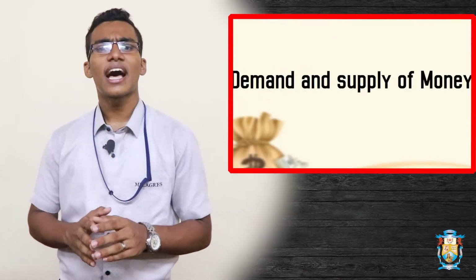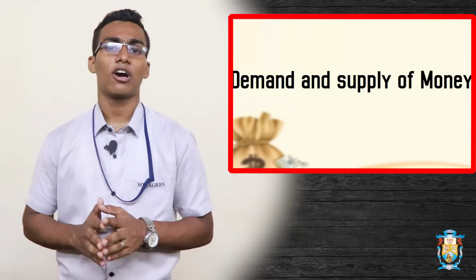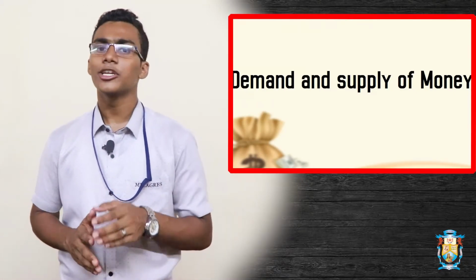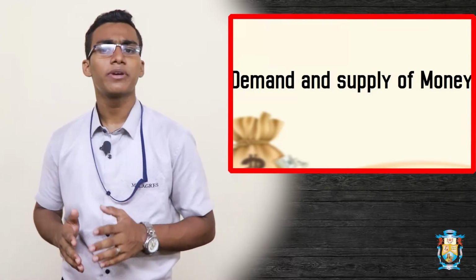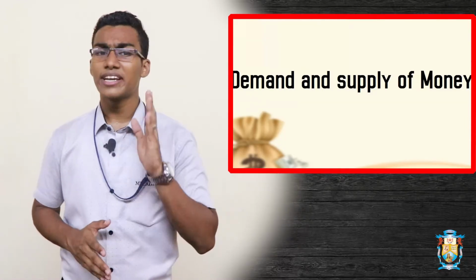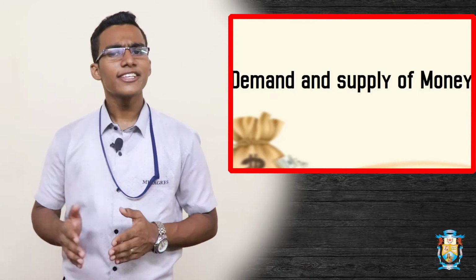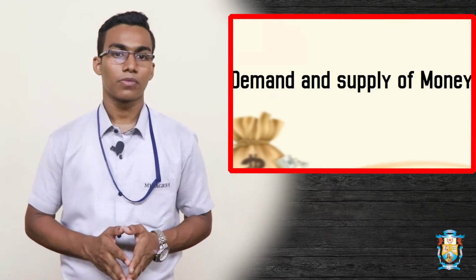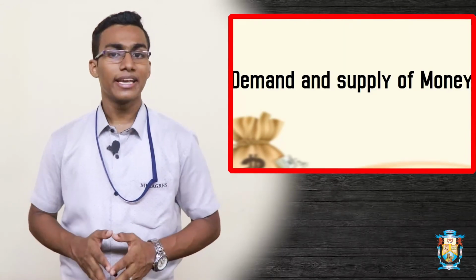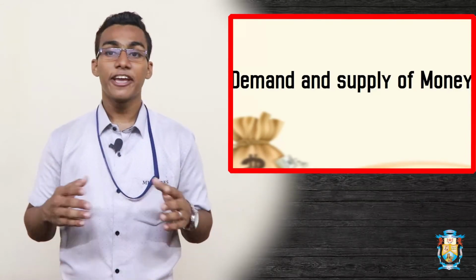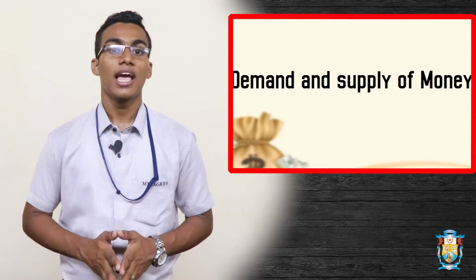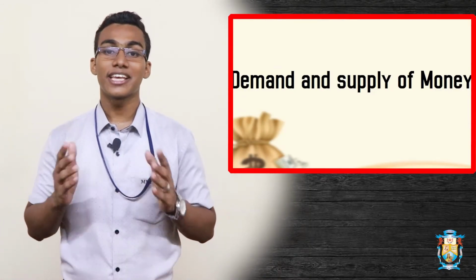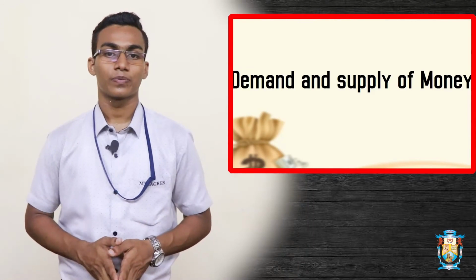Let us now understand the demand and supply of money. Demand of money increases during the boom period or when the trade is very high. It decreases during the depression or when trade is in risk. When the demand for money increases, there are various benefits for the country, and when the demand decreases, it means that there is economic slowdown.